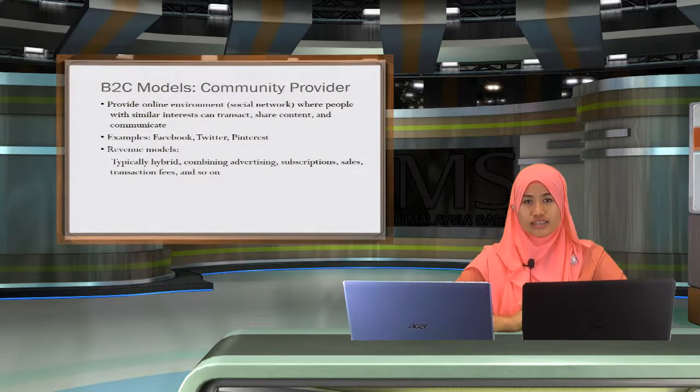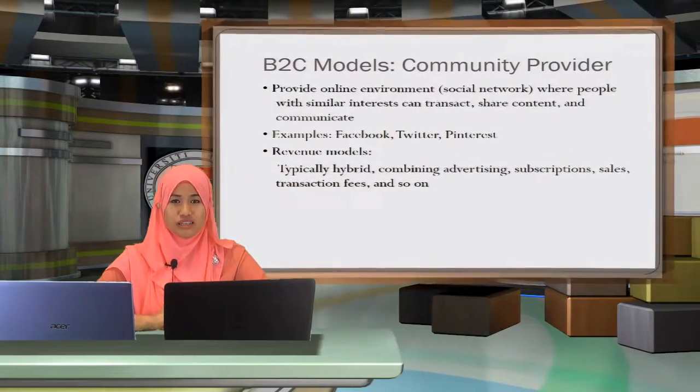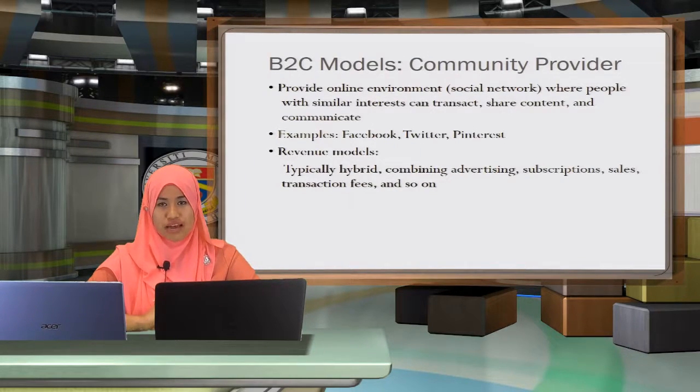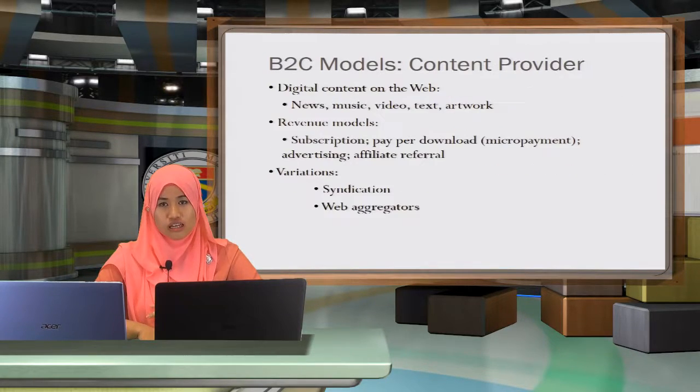Next is the community provider. This provides an online environment, such as a social network, where people with similar interests transact, share content, and communicate. For example, Facebook, Twitter, and Pinterest. The revenue model for the community provider is typically hybrid, combining advertising, subscription, sales, transaction fees, and so on.